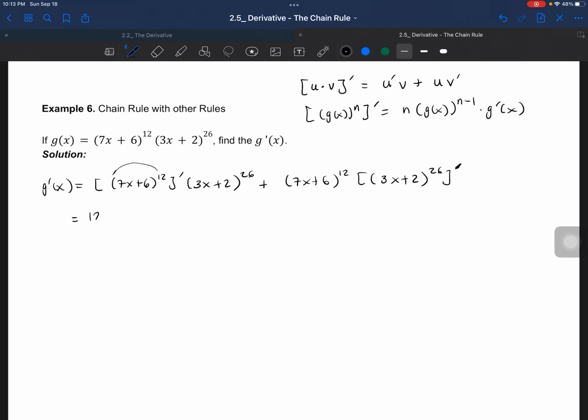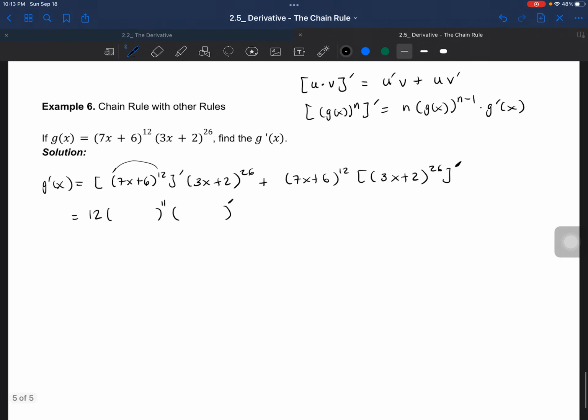So bring down the power, leave the inside as it is, take away 1 from the power, and then multiply by the derivative of the inside, right? That's what we're trying to do for this first derivative. So what's the inside? 7x plus 6. So we'll come back and just finish up the derivative of 7x plus 6. But let's go ahead and rewrite everything else.